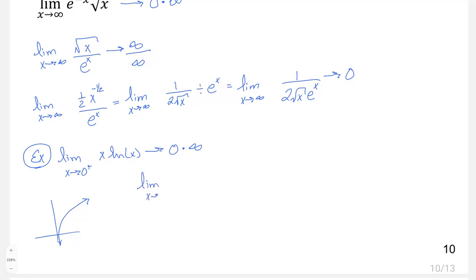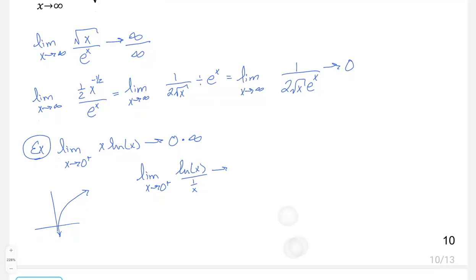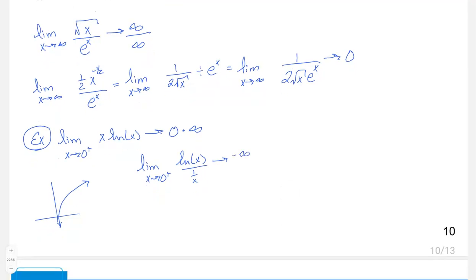Here's your trick for this clever rewrite. We're going to have ln of x, and we're going to divide it by 1 over x. Why? Because if I look at what's happening here, when I plug 0 into the top, as I approach 0 from the right, I'm heading down to negative infinity. And as I approach 0 from the right of 1 over x, here's what 1 over x looks like. 0 from the right is going to head up to positive infinity. So now I'm in the form that I can use L'Hopital's.